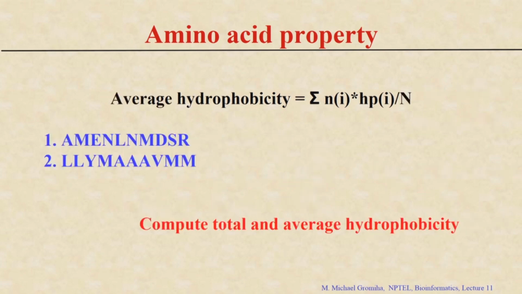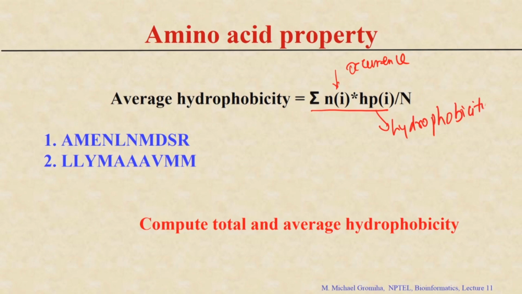So, I have the two sequences now. You can calculate the values using this equation. What is N of I? Composition. N of I is the occurrence of each residue. Hb of I is the hydrophobicity of residue I. To get the average, you have to normalize with N. What is N? Number of residues.